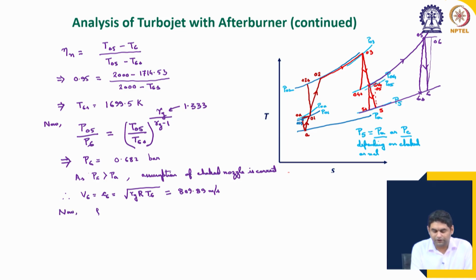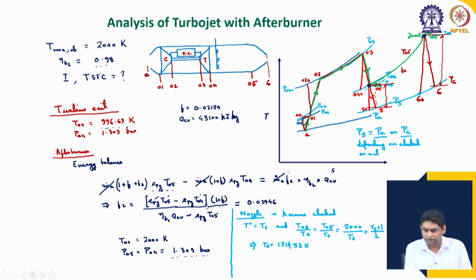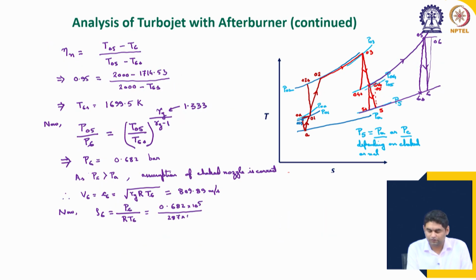For that, first we find what is rho 6. Rho 6 is P6 by R T6. P6 is known to us, 0.682, which we have just calculated, into 10 to the power 5, divided by R, which is 287, and T6 we have also calculated, T6 is equal to 1714.53. From this we find that the value of rho 6 is equal to 0.1386 kg per meter cube.